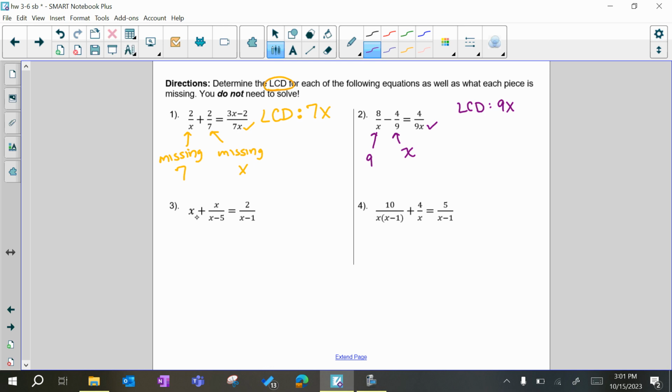Number 3. First thing I need to do is put this over 1 because we always want our fractions to all be fractions. So I have 1, x minus 5, x minus 1. So my LCD is going to be 1, x minus 5, x minus 1. So my first fraction is missing those parentheses, x minus 5, x minus 1. My second fraction is missing a 1, but we don't need to multiply by 1. So it's missing an x minus 1. And my last fraction is missing an x minus 5.